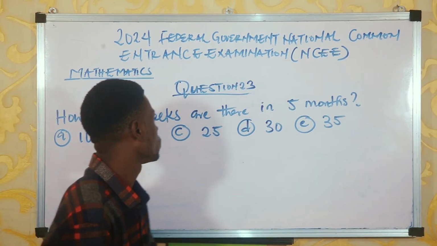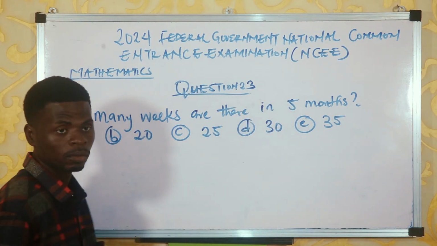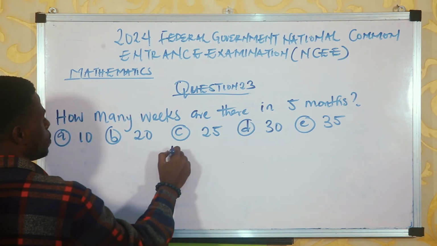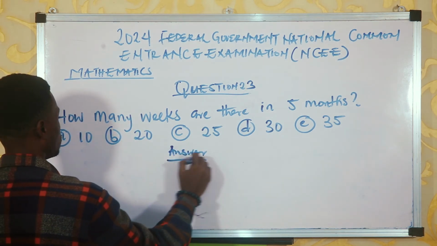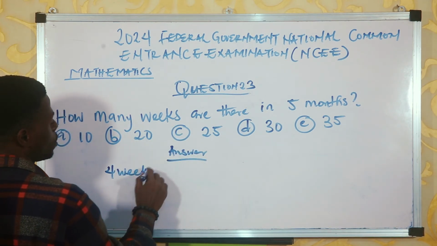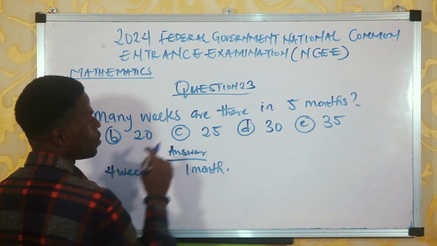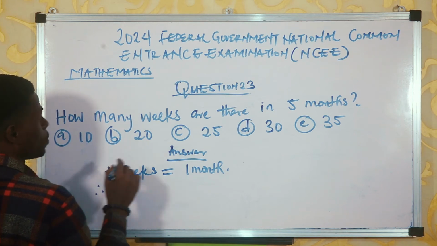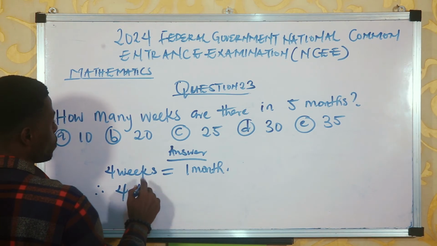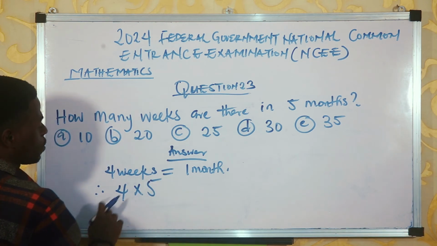Question 23 says, how many weeks are there in 5 months? How many weeks are there in 5 months? So do not forget that 4 weeks makes 1 month. So therefore, we say that in 5 months, now multiply 4 weeks times 5.